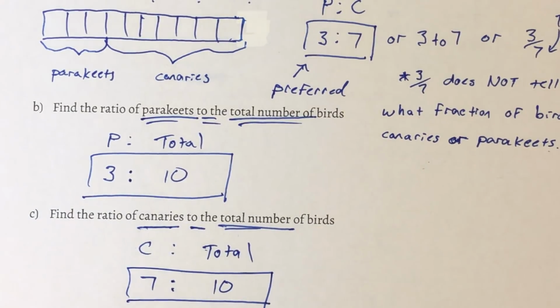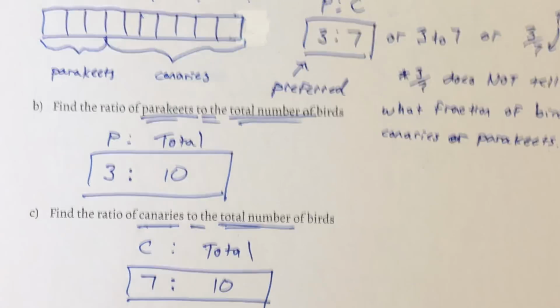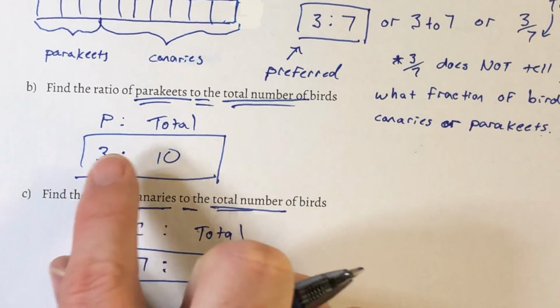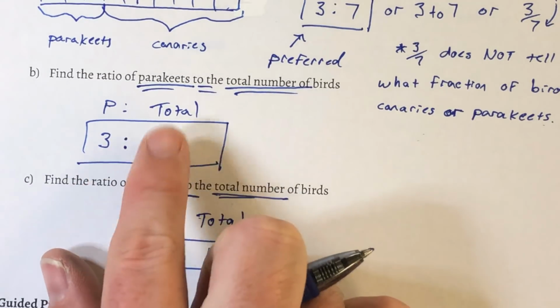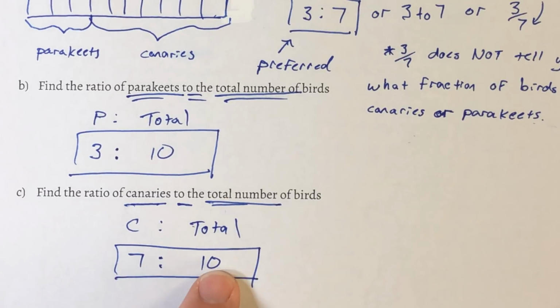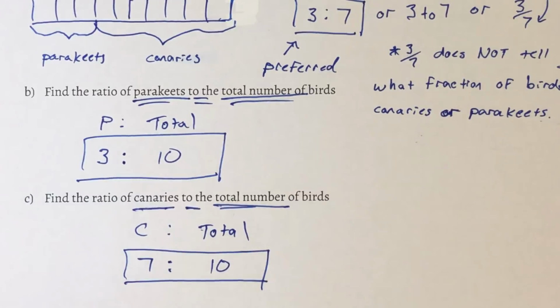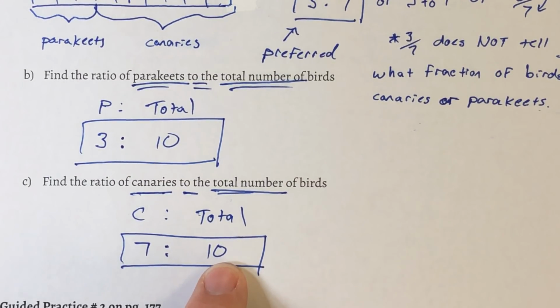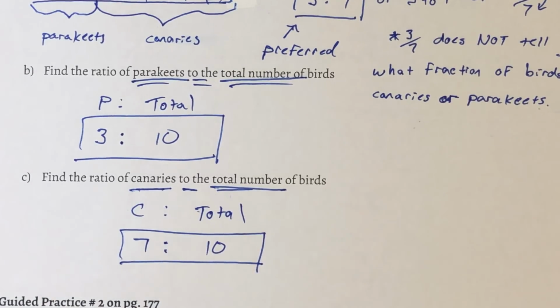So our ratio of canaries to the total is 7 to 10. If I were to write these as fractions, 3 out of 10, that does mean 3/10 of my birds are parakeets because the bottom number would be the total, and 7/10 of my birds would be canaries. Remember, these don't actually give you real numbers. It doesn't mean you really have 10 animals. I could have 20. Keep that in mind.